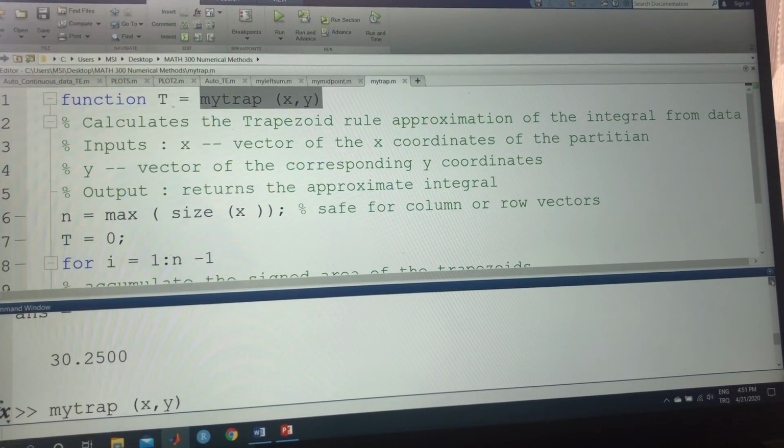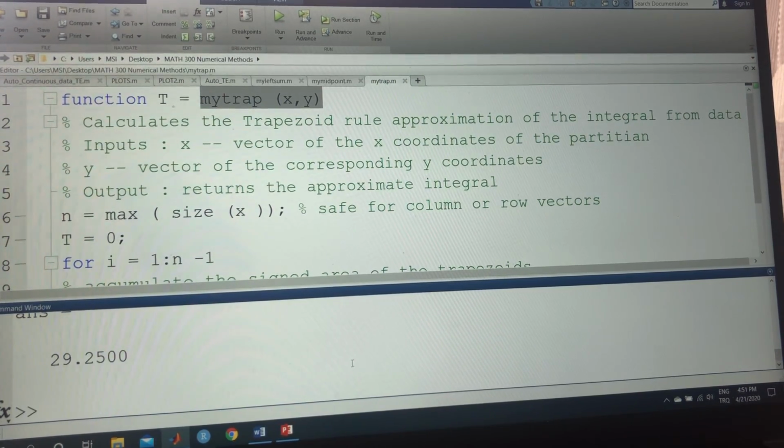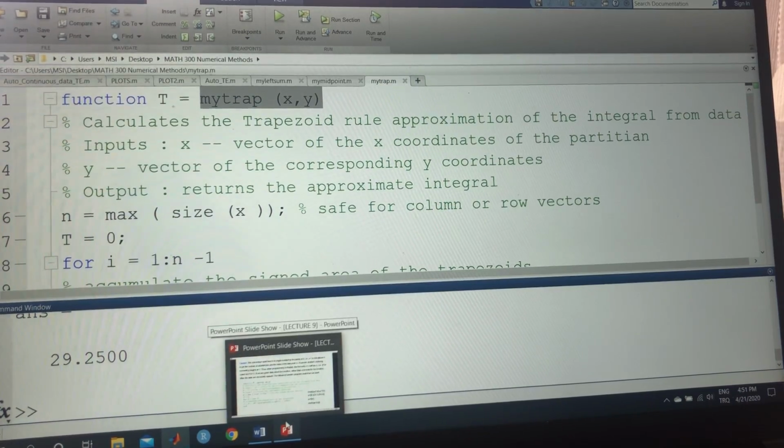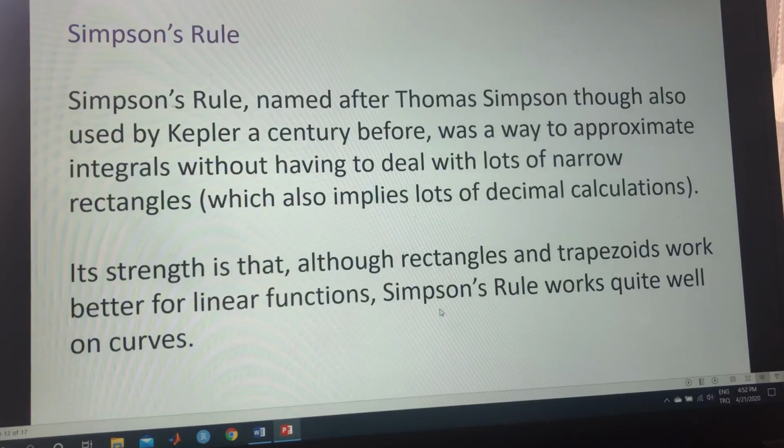29.25. So it is given like this; this was the midpoint, and it is given better than the midpoint, as you can see. Okay, my trap. We will start Simpson's rule a little bit later.